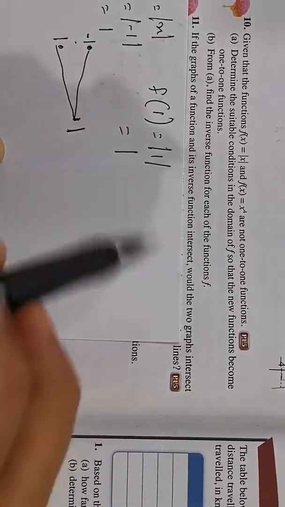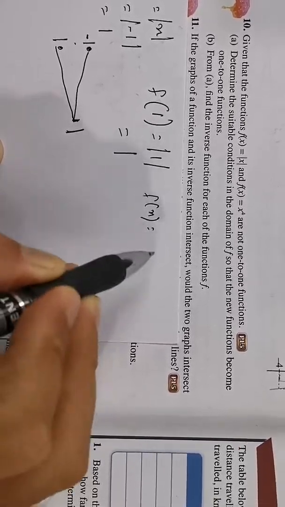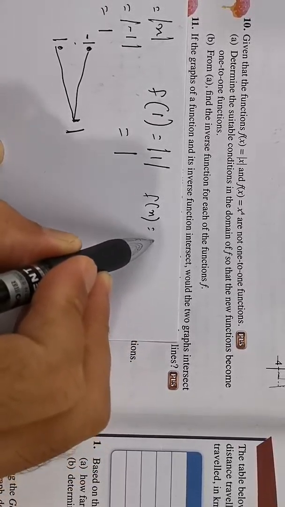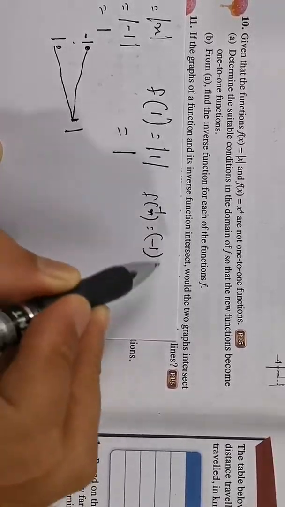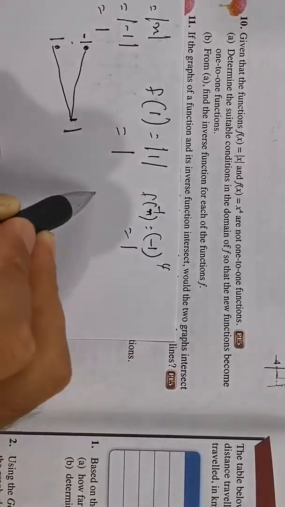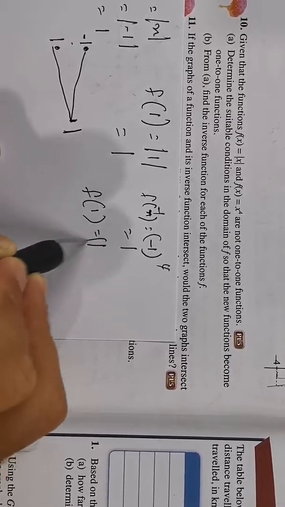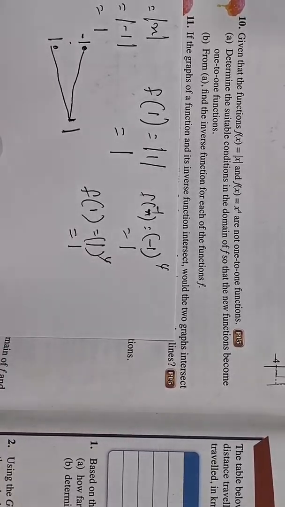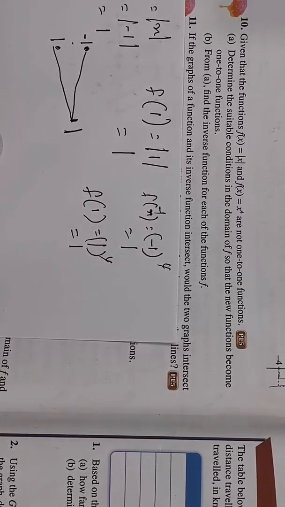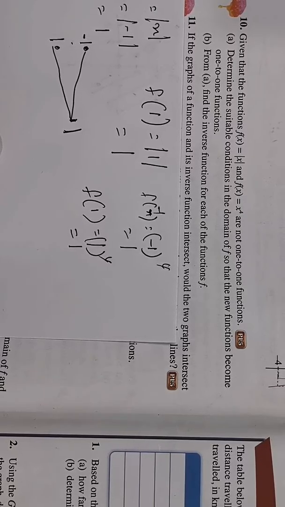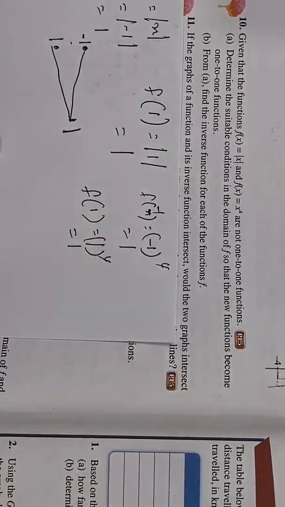And then f(x) = x to the power of 4. Similarly, you can replace with -1. Power 4, you get 1. f(1), 1 to the power of 4, you still get 1. This is many-to-one also. Therefore, not one-to-one.